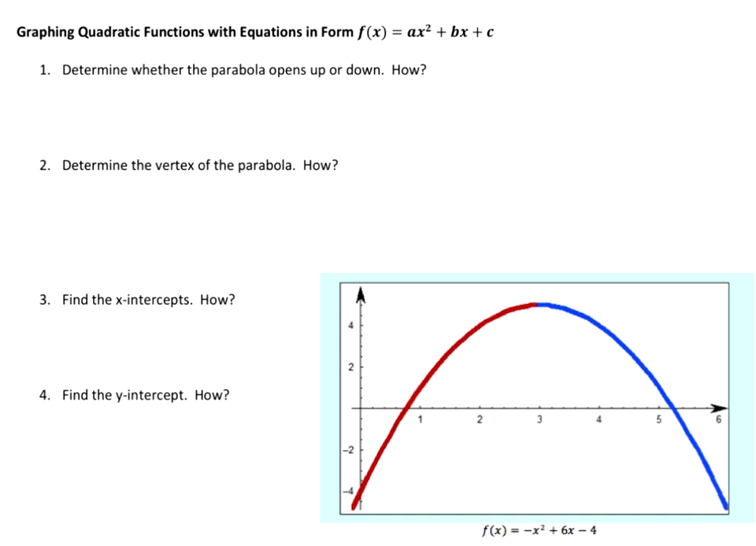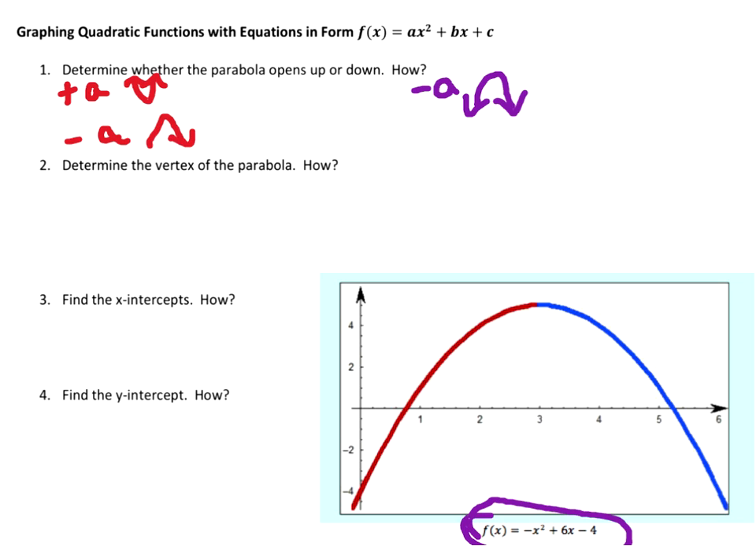Okay, so the first thing you want to do is determine if it opens up or down. Well, A, in this case, here's our function. A is negative, so in our case, it opens down. In general, just like with the last form we were looking at, positive A opens up, negative A opens downwards. They call that concave up and concave down, but opens up, opens down, that's fine with me.